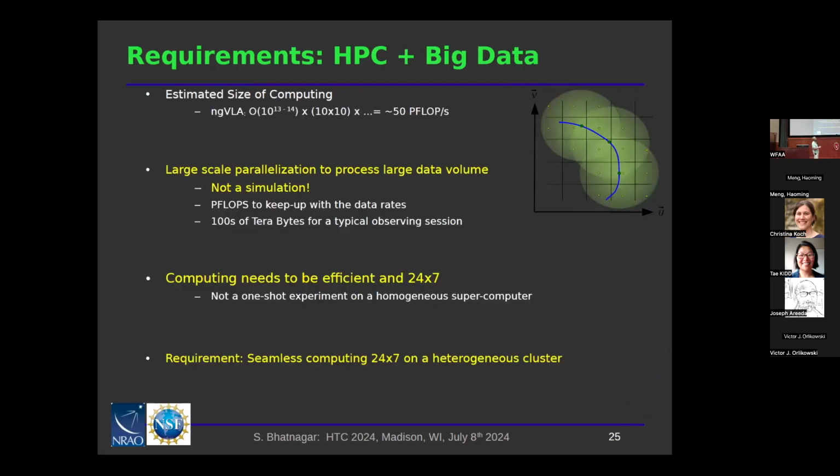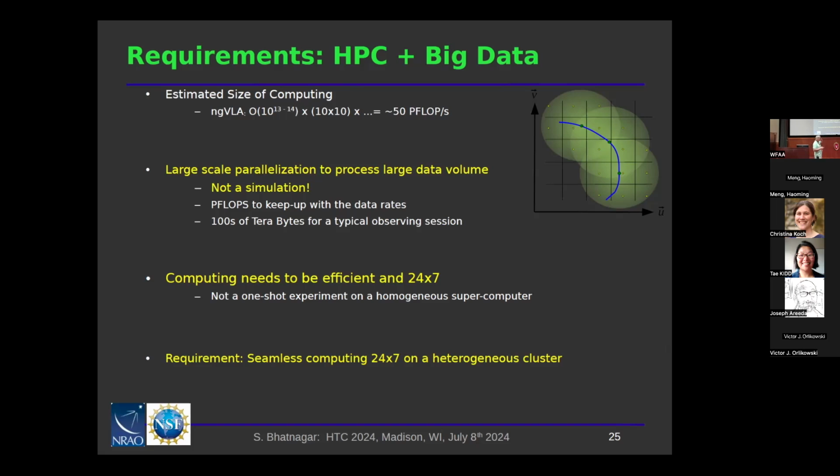So the size of computing, if you convert, especially for NGVLA, comes to about petaflops, 50 petaflops, or tens of petaflops that we need to keep up with the data rates that it is going to output. What we need is large-scale parallelization, very clearly. That kind of computing is not going to come from a single computer. So we need to do some work on our side in terms of making sure that our algorithms are scalable on such large scale.